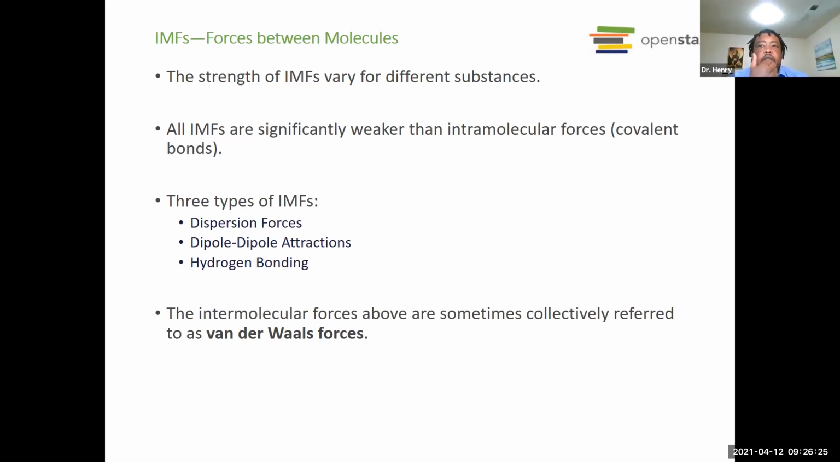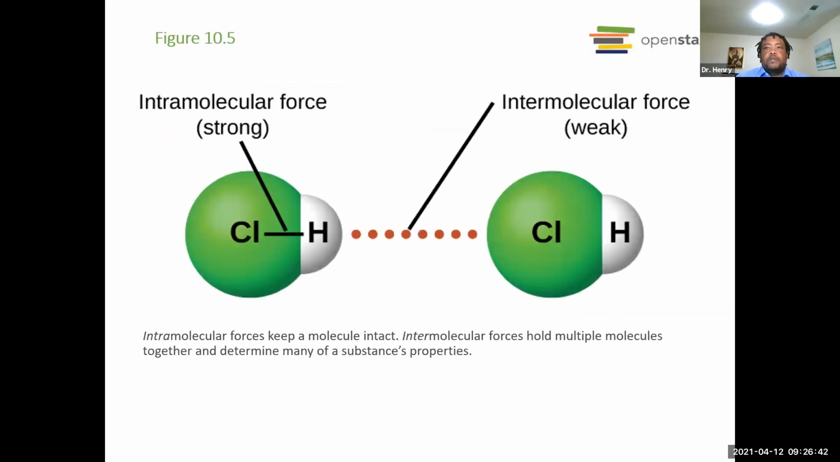Okay, so we've talked about the different types of IMF, the intermolecular forces. We talked about the hydrogen bond, we talked about dipole, we've talked about dispersionary forces. We've also explained to you the other names. So these are some examples, right? So here, this guy is a dipole.